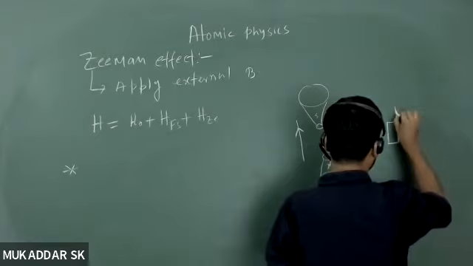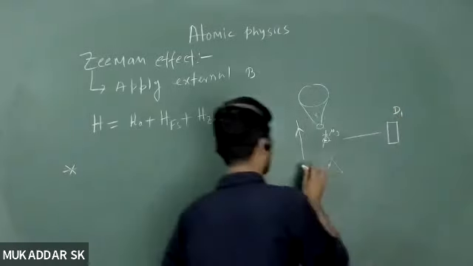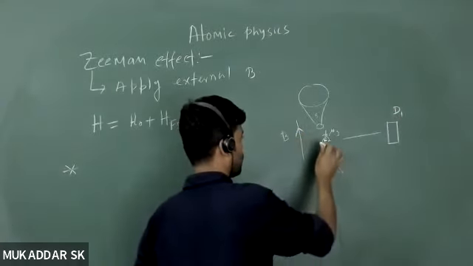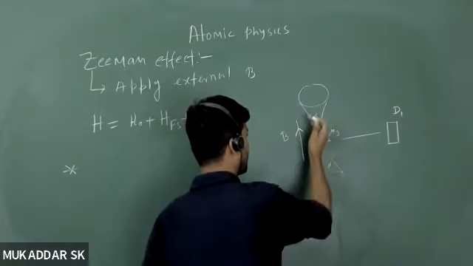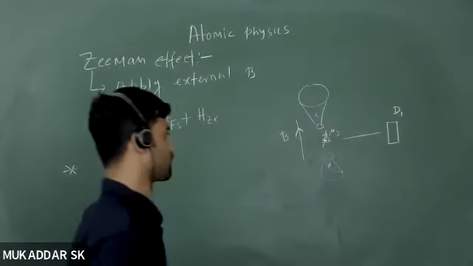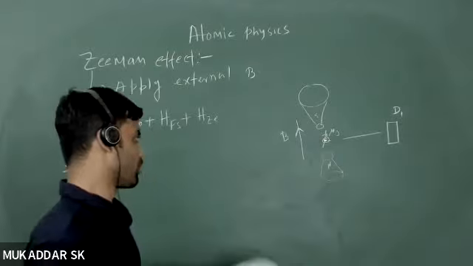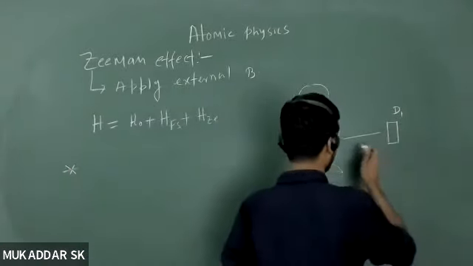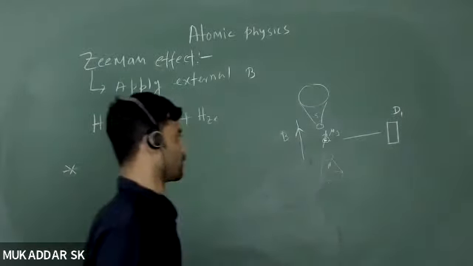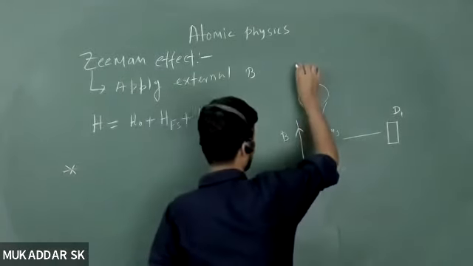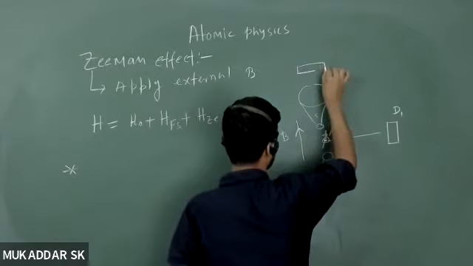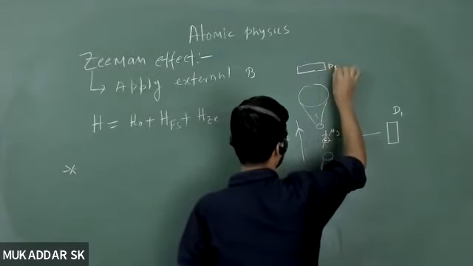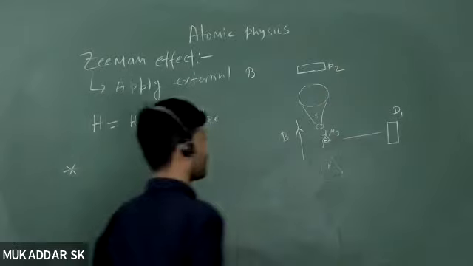This is D1. D1 is perpendicular to the applied magnetic field. So you have some sample, you are applying a magnetic field, so the energy level will be split due to that part of the Hamiltonian. This is your D1 detector, perpendicular to the applied magnetic field. You have another detector, D2, that is parallel to the applied magnetic field.